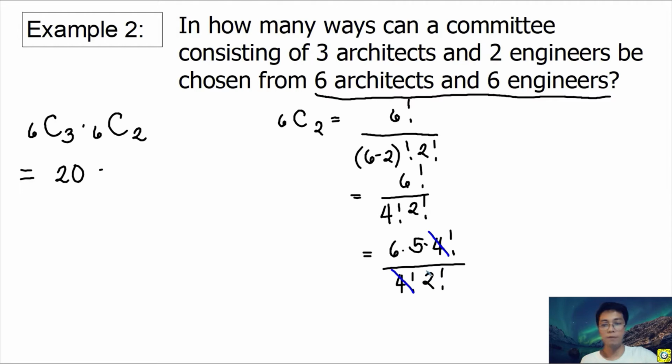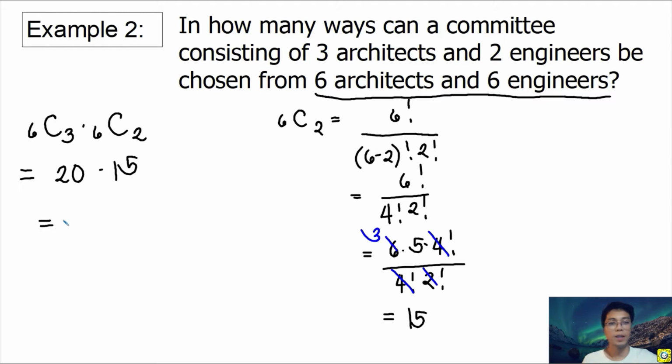Si 2 factorial, value lang naman niya ay 2. So, pwede na natin i-cancel yan kay 6 agad-agad. So, ang natira natin ay 3 times 5. And 3 times 5, that's equal to 15. Therefore, 6 choose 2 is equal to 15.